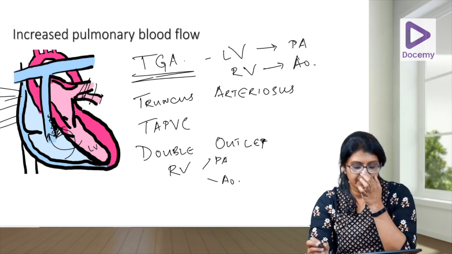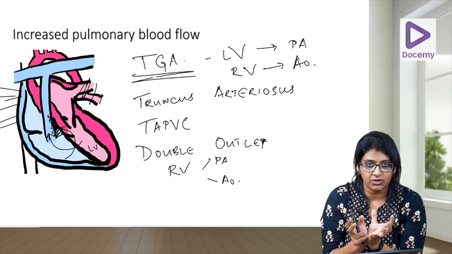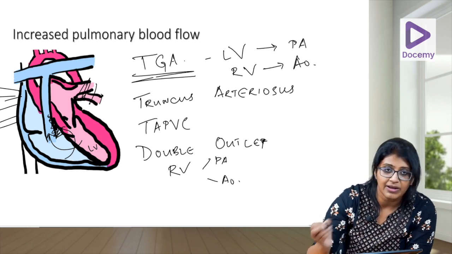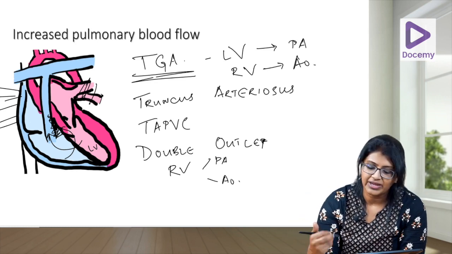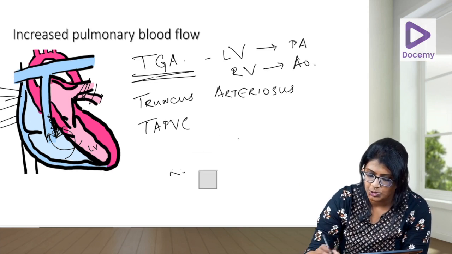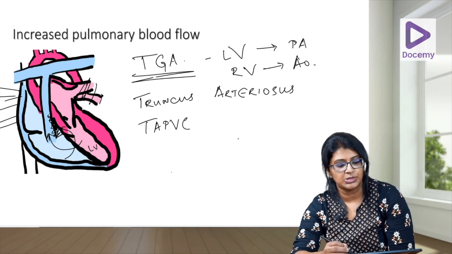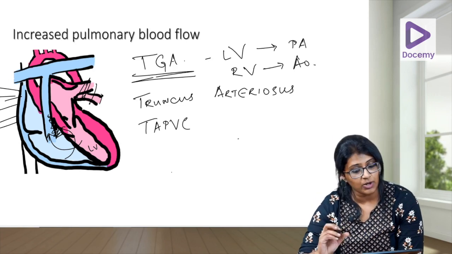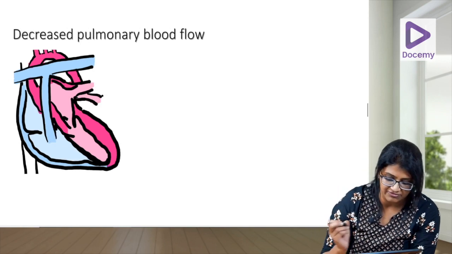and basically because of that it ends up having a large strain on it, and over time it leads to issues with that. So it's an increased pulmonary blood flow setting, so you can have a double outlet right ventricle, but this I would say is not a very important thing at all. So as far as you guys are concerned, you need to know the TGA, you need to know the truncus, and you need to know the TAPVC. So these are your classic increased pulmonary blood flow settings.